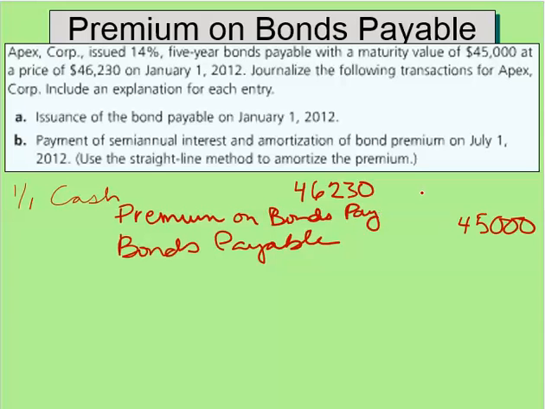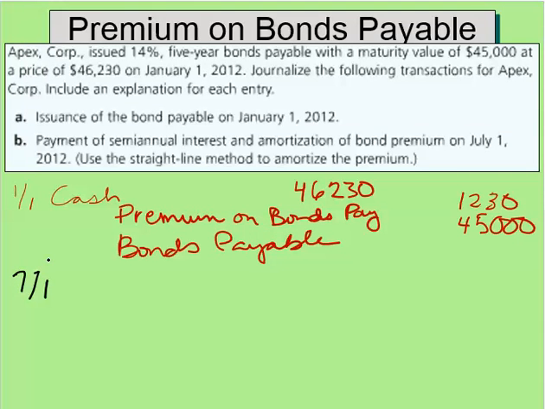We receive more for the bond than the actual face value. In this case, $1,230. So we got more for the bond, probably because it's paying a higher interest rate than what the market is actually demanding at this particular time, or what other bonds are actually paying. So again, the difference between the cash we received and the bonds payable, in this case, is going to be a premium of $1,230. Let's look at that payment then on the first.